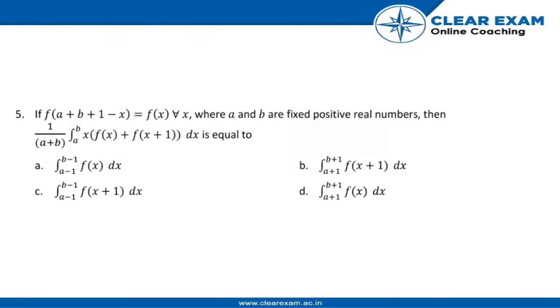So the question is, if f(a + b + 1 - x) = f(x), where a and b are fixed positive real numbers, then 1 upon (a + b) integration from b to a of x [f(x) + f(x + 1)] dx is equal to, so here we are given 4 options.